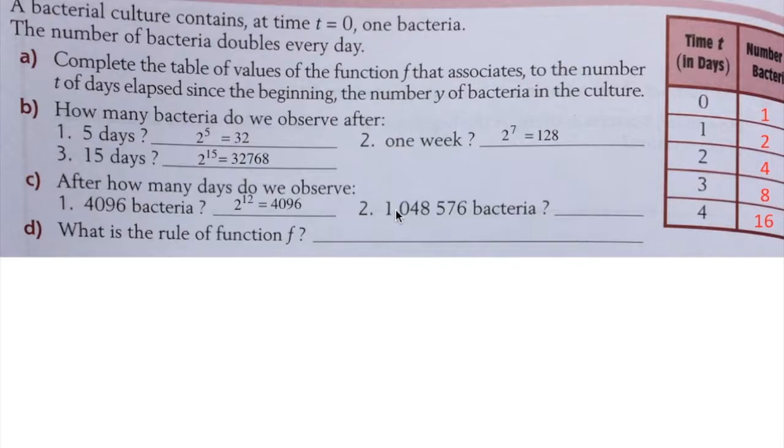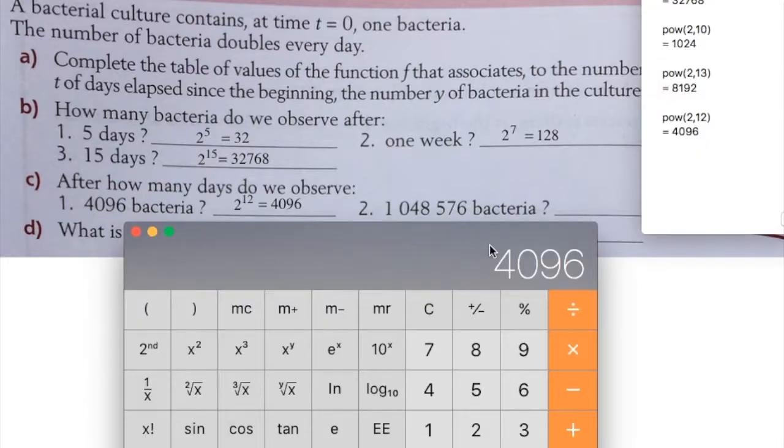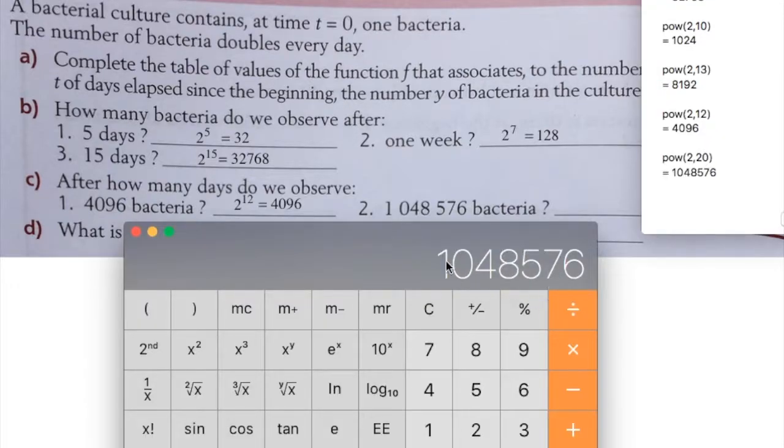And then when do we have 1,048,576 bacteria? This one would be a little bit harder to trial and error, but we could probably do it. 2 to the 12 gave us 4,000. Let's just say 2 to the 25. So 2 to the power of 25 gives us, holy smokes, a huge number. That's 33 million. We're only after 1 million. So 2 to the 25 is way too big. And 2 to the power of 16 is 65,000. So it's bigger than 16, less than 25.